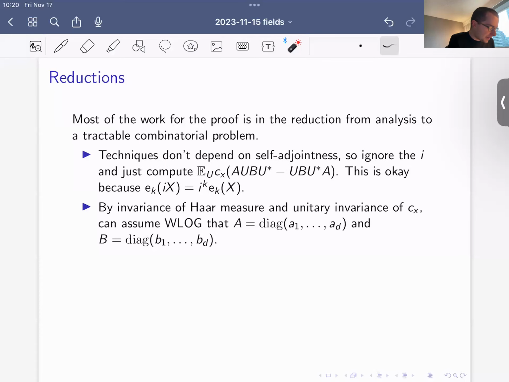And another very simple reduction is that since Haar measure is invariant and characteristic polynomials don't change when you conjugate by a unitary, we can assume without loss of generality that our matrices are diagonal. So we'll assume that A is the diagonal matrix with entries A1 through AD, and similarly for B.